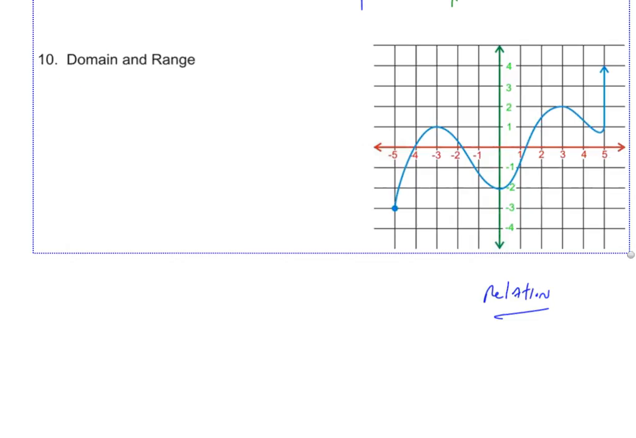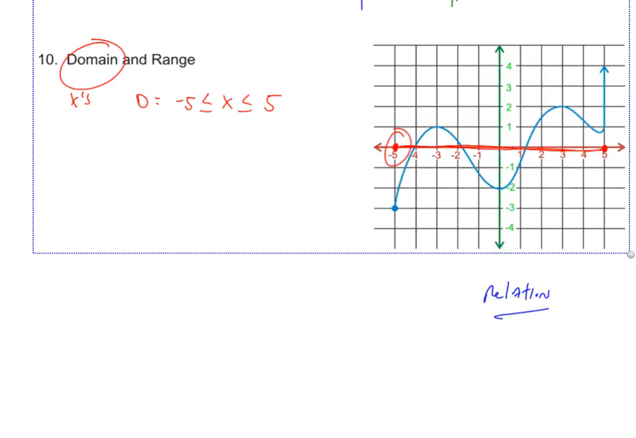All right, domain. Remember, domain are the x values, right? All the abscissas. It's the input. So I'm looking at the horizontal x-axis. What is the lowest x value? It is negative 5. I'm going to put a point there. What is the highest x value? It is positive 5. And don't I have every x value in between? I do. So how do I say every point from negative 5 all the way up to and including 5? Do you remember how to do that from conjunctions? So our domain is going to be negative 5 less than or equal to x less than or equal to 5. Right?